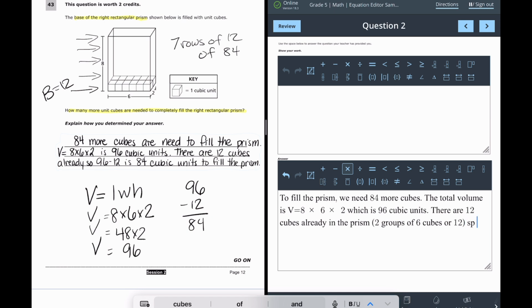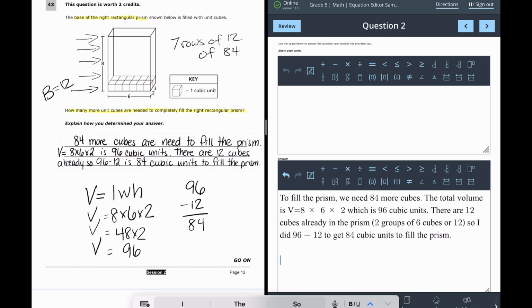So 96 minus 12. I did 96 minus 12 to get 84 cubic units to fill the prism. So great. That's one great explanation that shows how I got the total number of units.